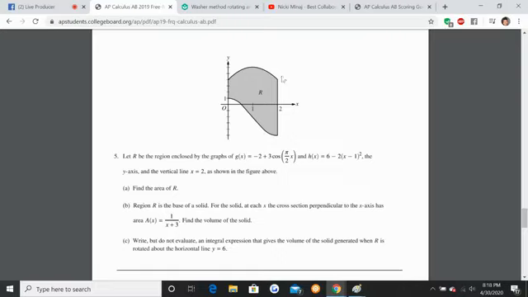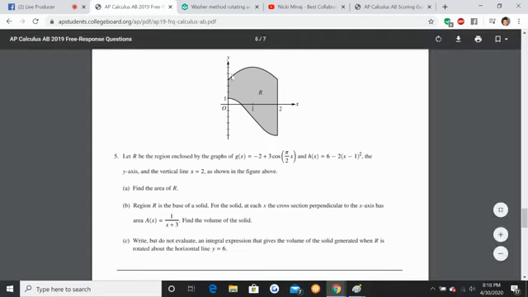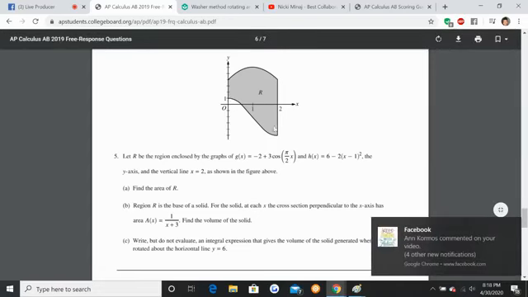Okay, so first when we're finding areas, let's make sure we know which function is the upper bound and which function is the lower bound.